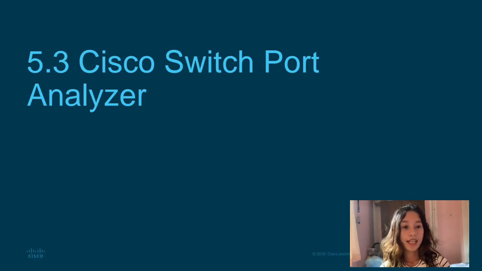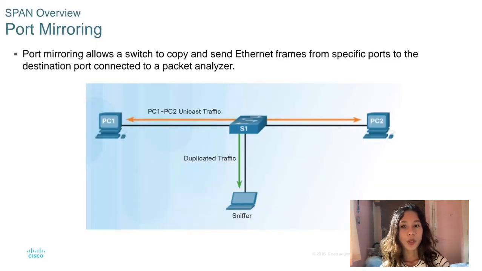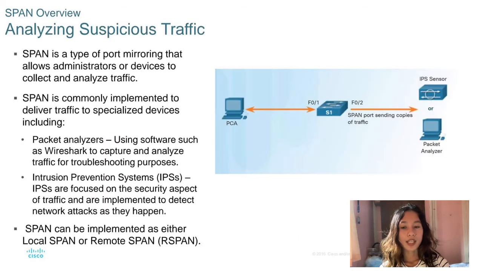Cisco Switch Port Analyzer, SPAN overview. Port mirroring allows a switch to copy and send Ethernet frames from specific ports to the destination port connected to a packet analyzer. Analyzing suspicious traffic: SPAN is a type of port mirroring that allows administrators or devices to collect and analyze traffic. SPAN is commonly implemented to deliver traffic to specialized devices, including packet analyzers, using software such as Wireshark to capture and analyze traffic for troubleshooting purposes.